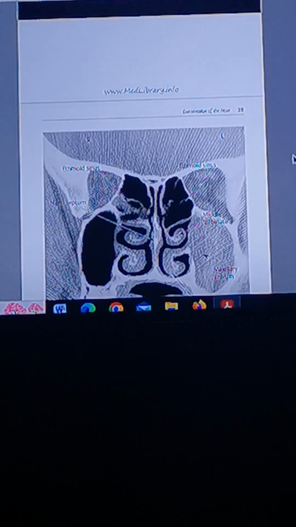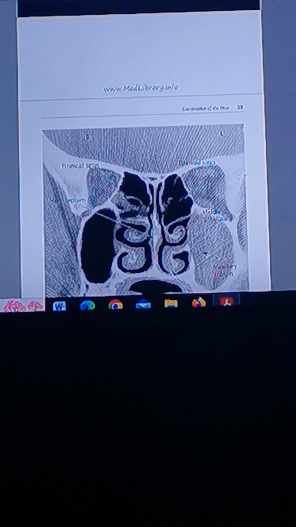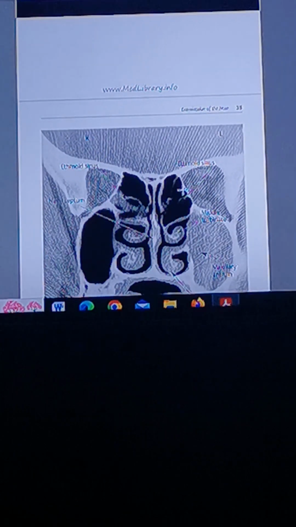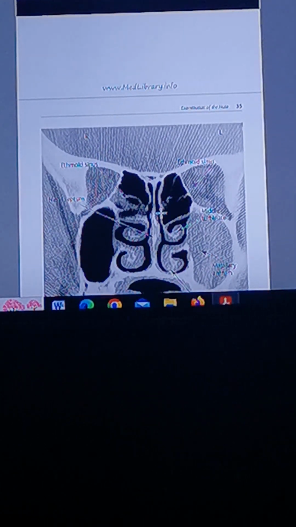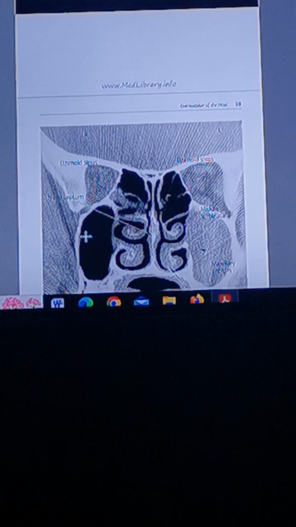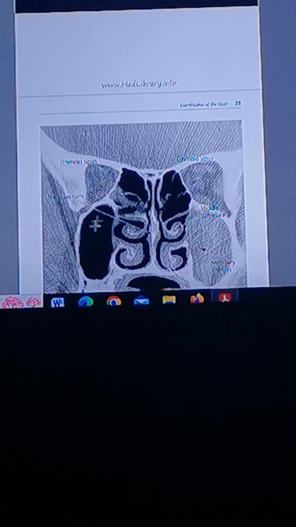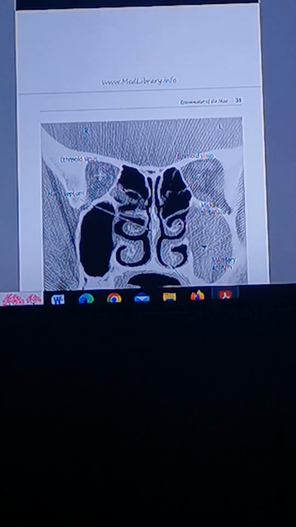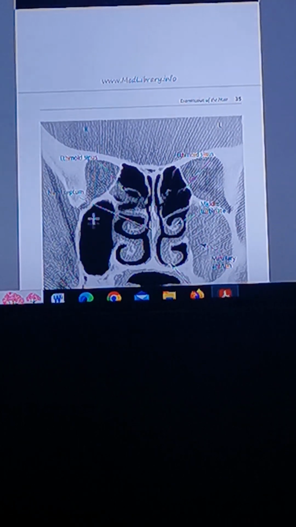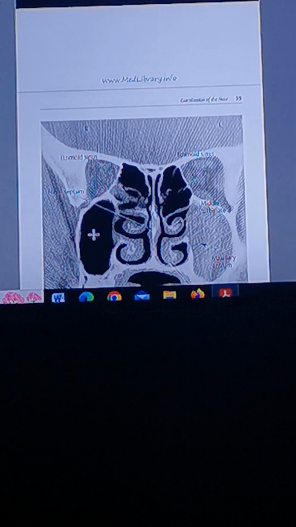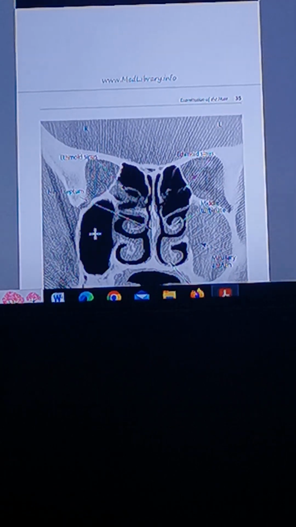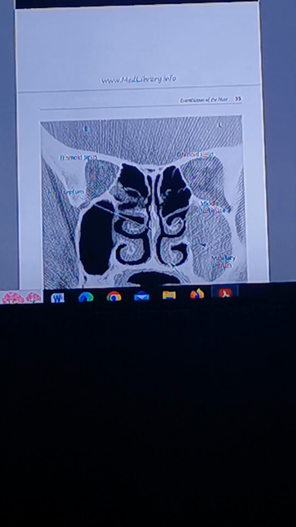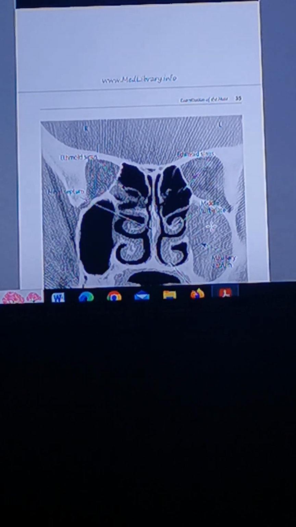Okay? I will pass through the film and make the anatomy more clear to you. This is the biggest paranasal sinus. It is below the orbit. This is the maxillary air sinus. And here is the maxillary air sinus.